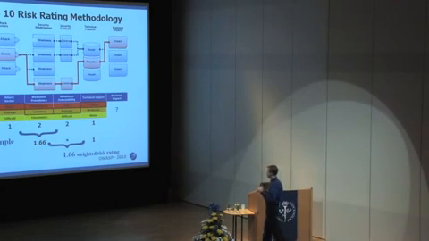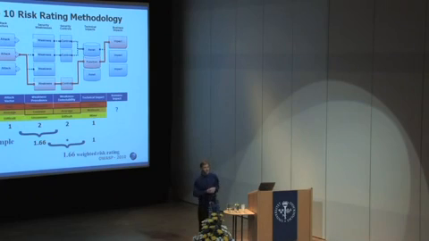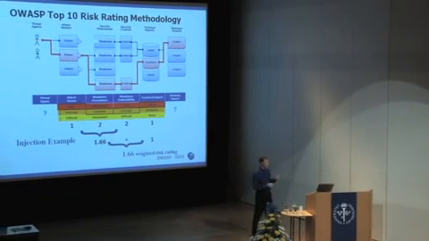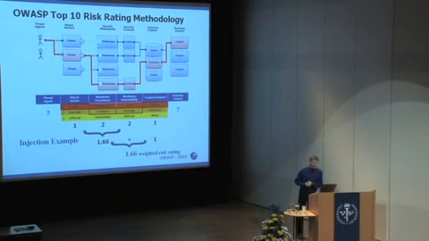So with those three factors, we multiply those together. That gives us a likelihood score. Multiplied by impact, that gives us an impact score. And finally, we get a score.